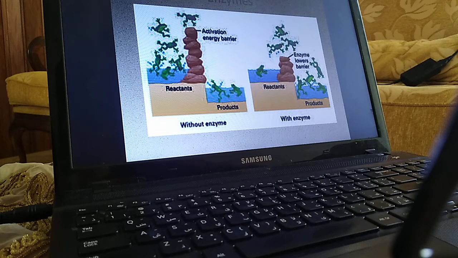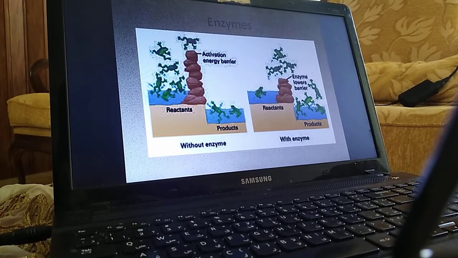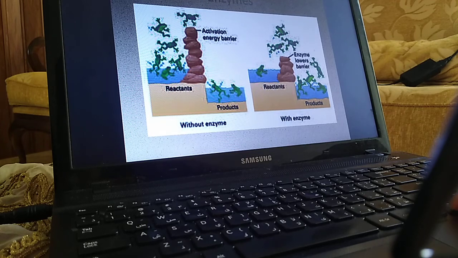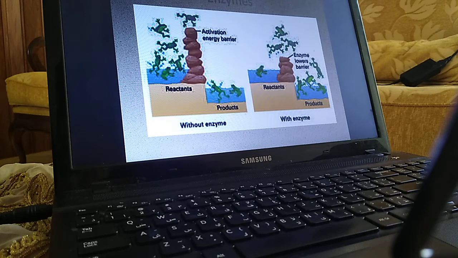Now, this is what happens when we use a catalyst, or what we call an enzyme. An enzyme is a familiar term to you actually. You know it from the Arabic science. An enzyme is a catalyst which naturally exists in your body. It's something that is there in your body and helps you make the reaction faster.